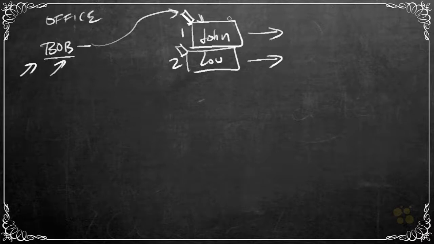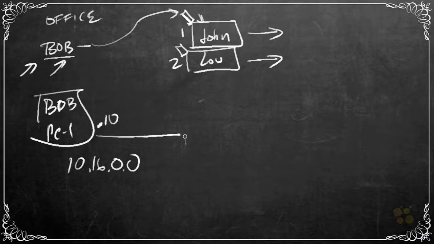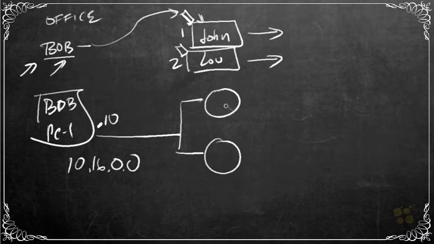And this scenario is very much like Bob the user sitting at Bob's computer. We'll go ahead and call this PC1, and this is the network 10.16.0.0, and maybe Bob has the IP address of .10, and there is on that network a couple of routers that can help route traffic off the network. But instead of routers being John and Lou, we're going to use R1 and R2.